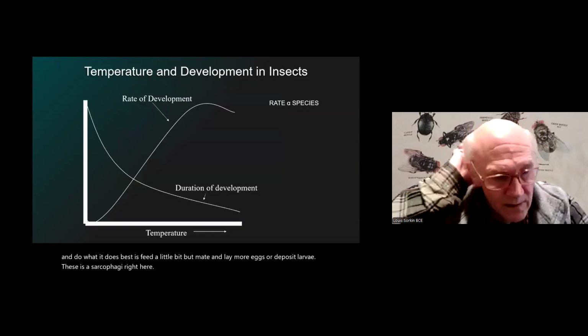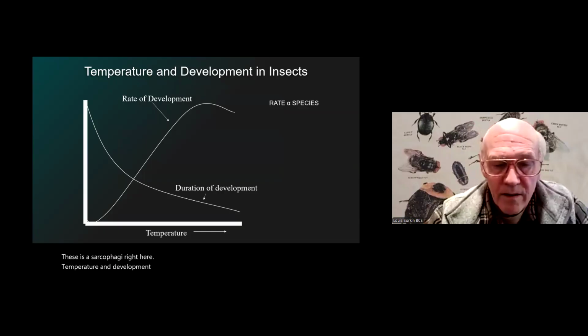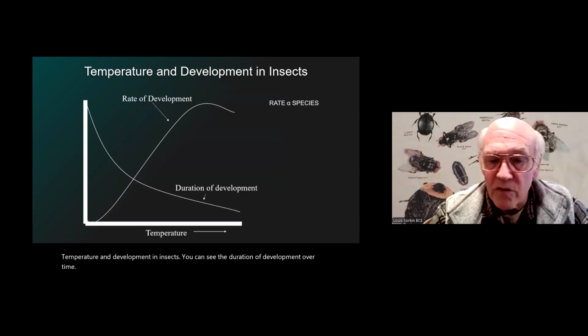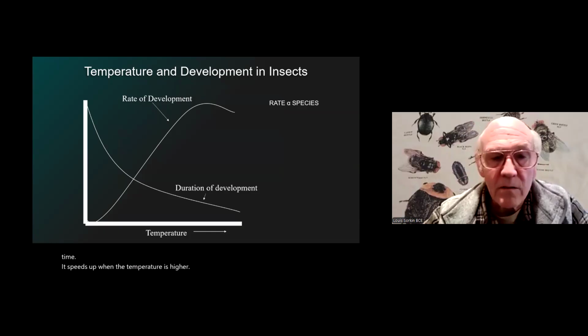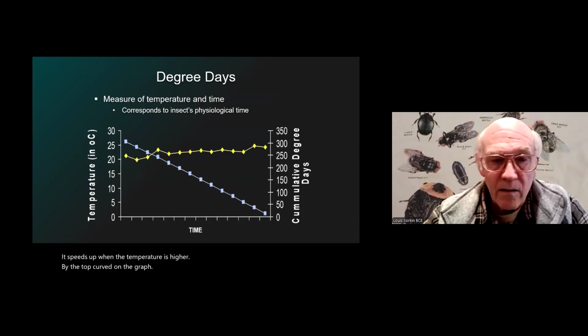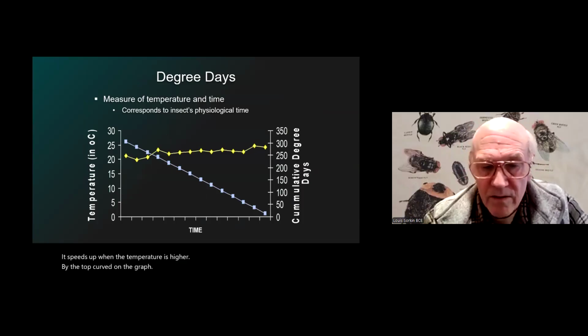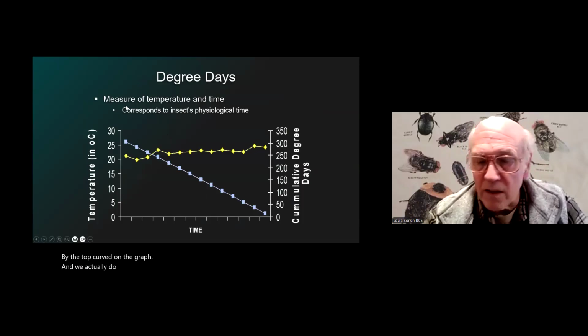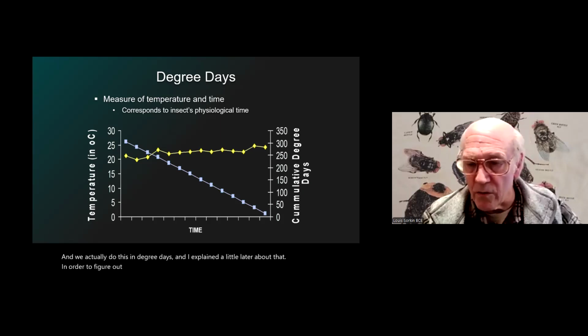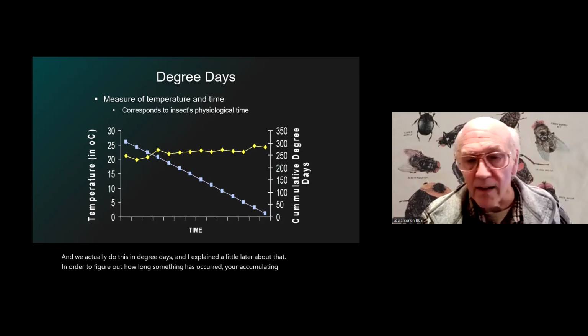Temperature and development in insects. You can see the duration of development over time. It speeds up when the temperature is higher, shown by the top curve on the graph. And we actually do this in degree days, and I'll explain a little later about that, in order to figure out how long something has occurred. You're accumulating degree hours, and that's translated into days, let's say.